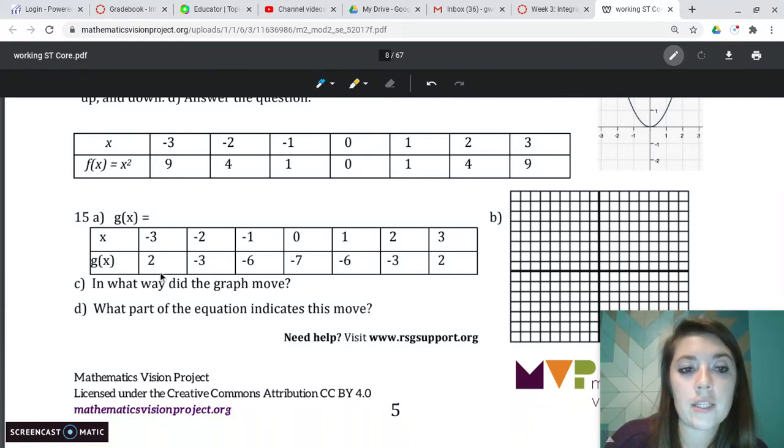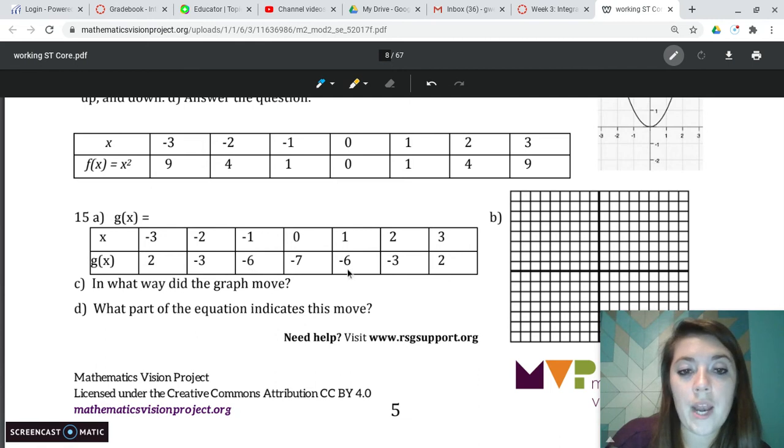So we are comparing the 2 tables to each other. At -3, the original is at 9, but here at -3, it's 2. And we have -2, and -3 versus 4. -1, -6 versus 1. 0, 0, but this one's 0, -7. 1, 1, 1, -6. 2, 4, 2, -3. 3, 9, 3, 2.